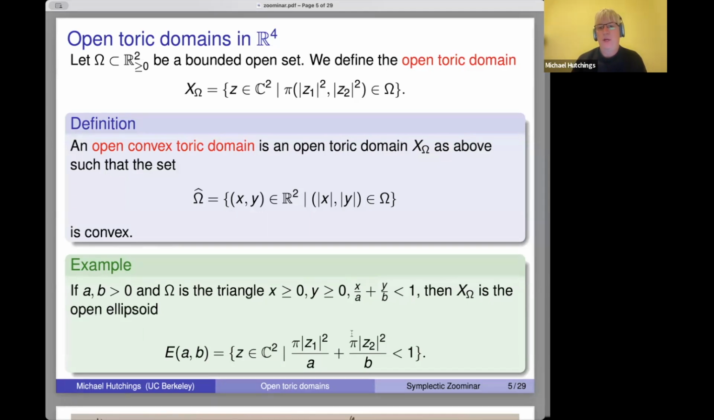So there's been a ton of work studying ellipsoids, polydisks, other toric domains, usually asking questions like, when can one of these domains be symplectically embedded into another one of these domains? There hasn't been that much study of when is one of these open domains symplectomorphic to another.